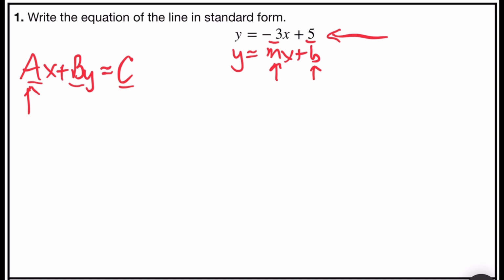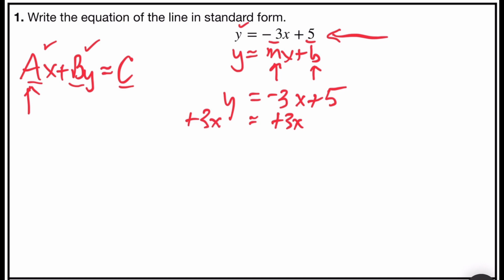So I notice that the x term and the y term are on the left side in standard form. In the slope-intercept form, I only have the y on the left side. So the first thing that I'm going to do is add 3x to both sides in order to put the x term and the y term on the same side. So on the left side I would get 3x plus y. On the right side, negative 3x plus 3x is 0, or as some people say, it cancels out, and 0 plus 5 is 5. And this equation is already in standard form.